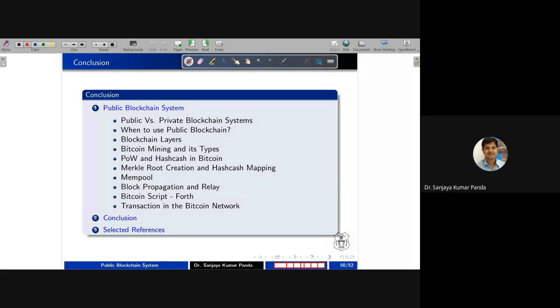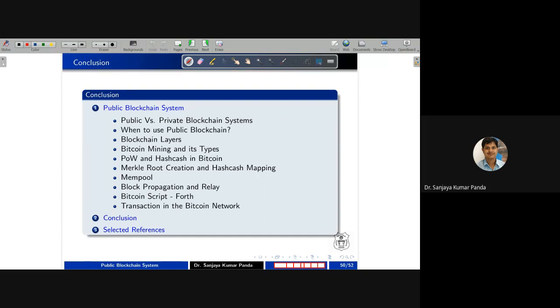As a conclusion, I will say we have seen what is the difference between public and private blockchain system, and we have seen in which case you can use public permissionless, public permissioned, or private blockchain system, or in which case you cannot apply blockchain at all. Then we have seen there are three different layers of blockchain. We have seen different blockchain mining processes like hardware mining and software mining. We have seen pool mining, cloud mining, CPU mining, GPU mining, FPGA mining, ASIC mining, and also Hashcash and POW.